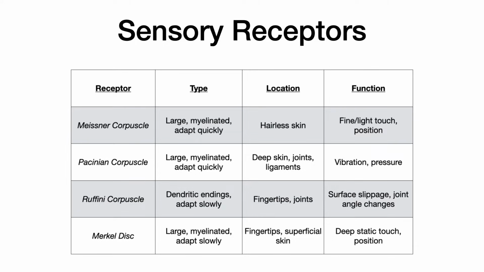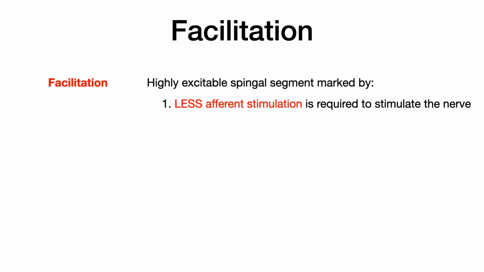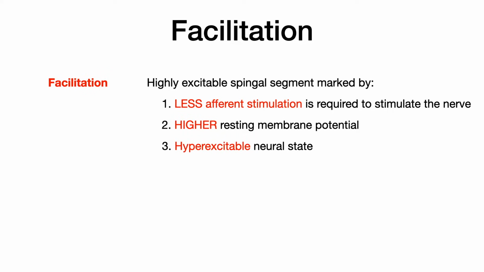Now let's talk about facilitation. Facilitation is a very important topic. This is very high yield. Facilitation refers to a highly excitable spinal segment, which is marked by 3 important characteristics. The first is that the excitable spinal segment will require less afferent stimulation in order to stimulate that nerve or that spinal segment. The second characteristic of a facilitated segment is that it will have a higher resting membrane potential. And the third and final characteristic is that that segment will exist in a hyperexcitable neural state.